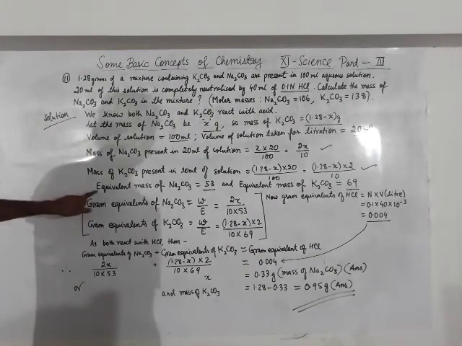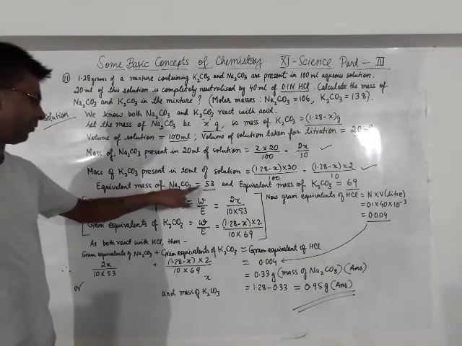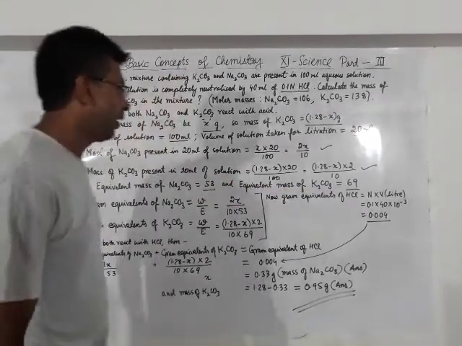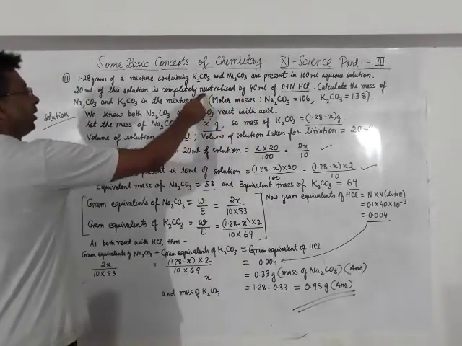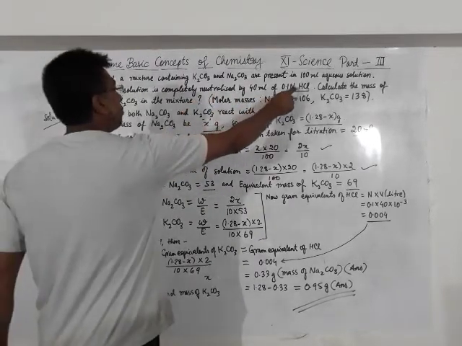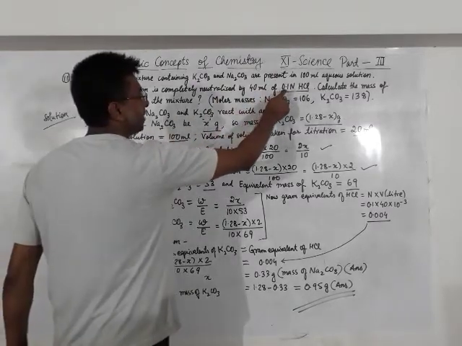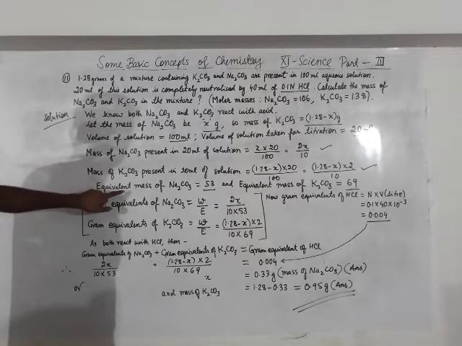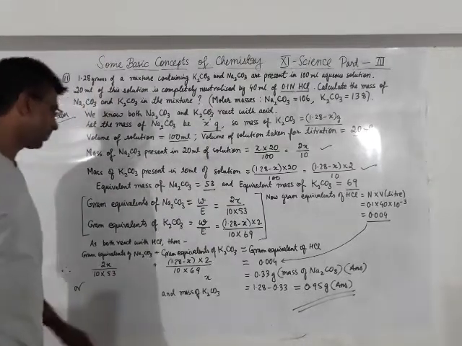So this is another very important sentence. Equivalent mass of sodium carbonate is 53. Equivalent mass of potassium carbonate is 69. Since in the question the acid which is neutralizing the 20 ml of the solution has its strength given in normality, that is why we have to get the equivalent mass of sodium carbonate and the equivalent mass of potassium carbonate.